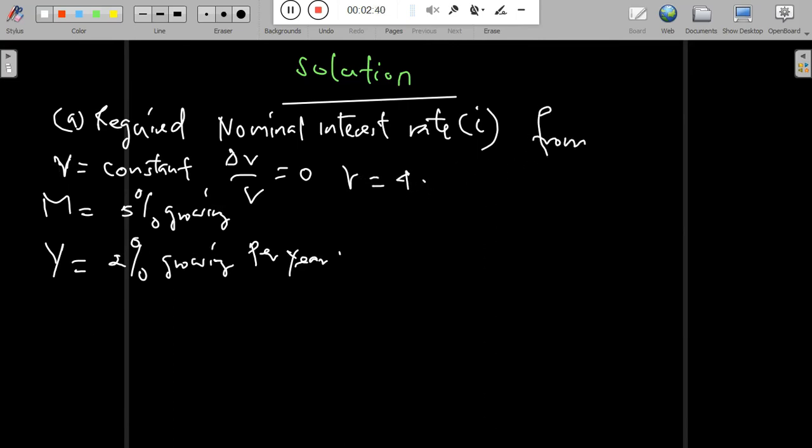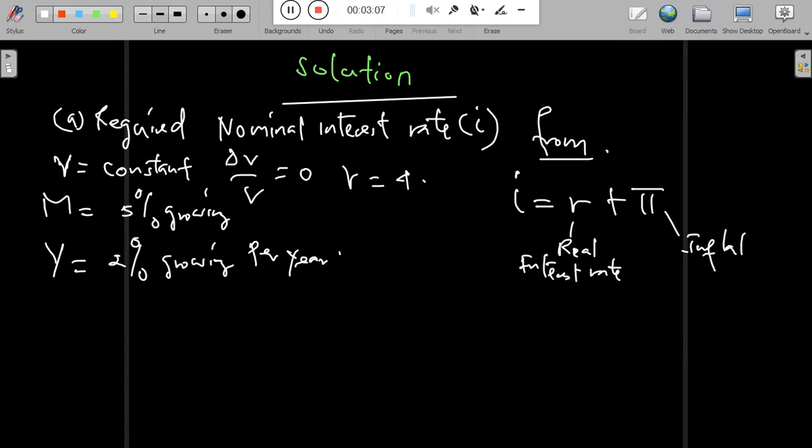So from our formula, the nominal interest rate, that is i, is given by taking the real interest rate plus the inflation rate. But remember, the real interest rate is given in the data set, that is 4. So the real interest rate is equal to 4. Pi represents the inflation rate. So we need to know how we could obtain pi, the inflation rate.